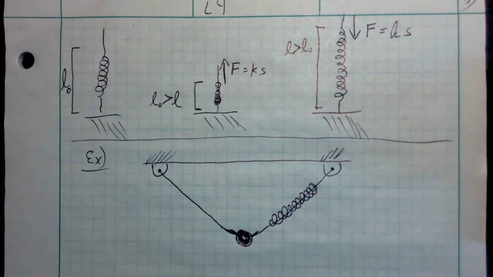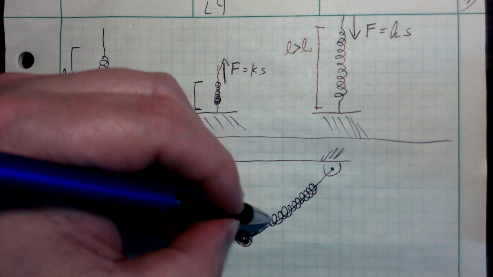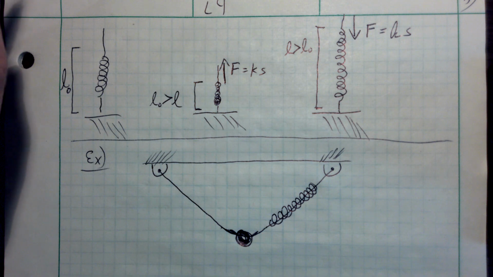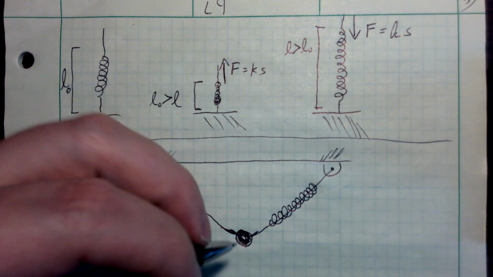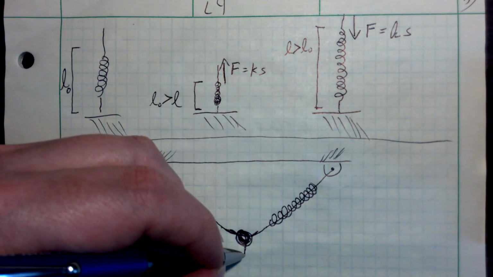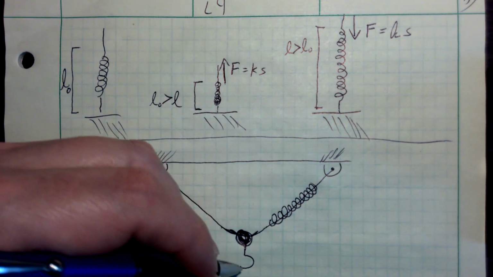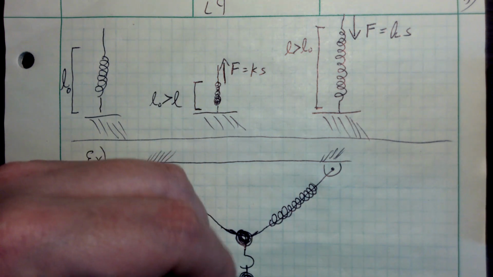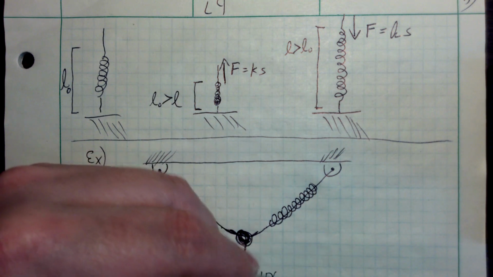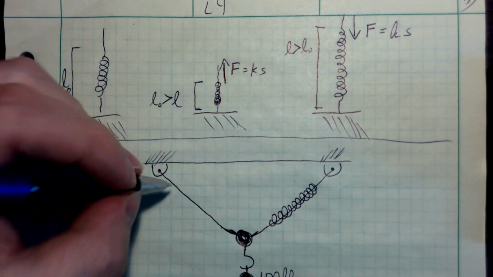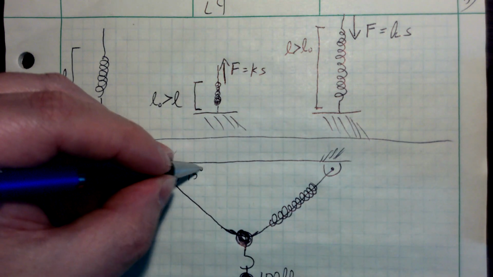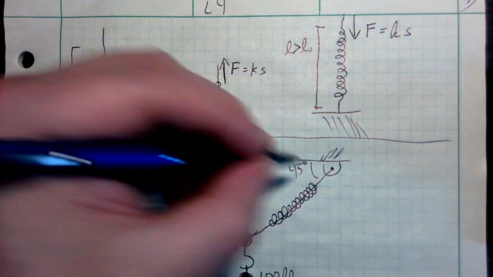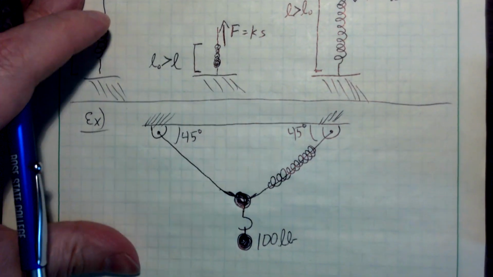I should have drawn that better, I apologize. So I have a cable on one side, and this is not a continuous line, this is just a spring on this side. If it wasn't already so many minutes in, I would just stop it and redraw it, but let's see what we can do. And then I'm going to hang from it a weight of 100 pounds. These are both at 45 degrees.